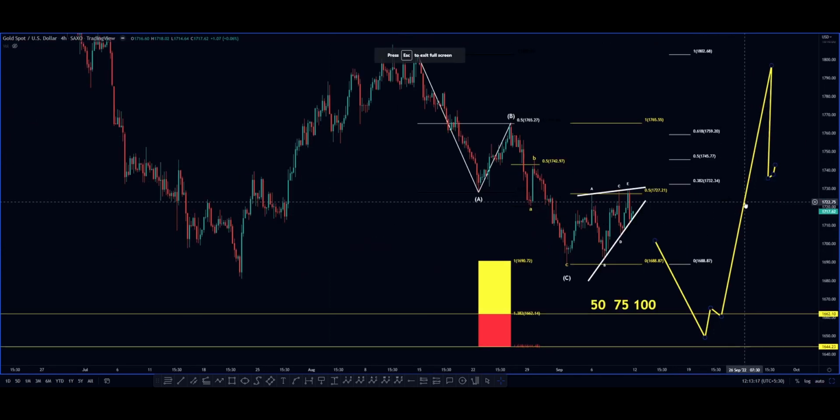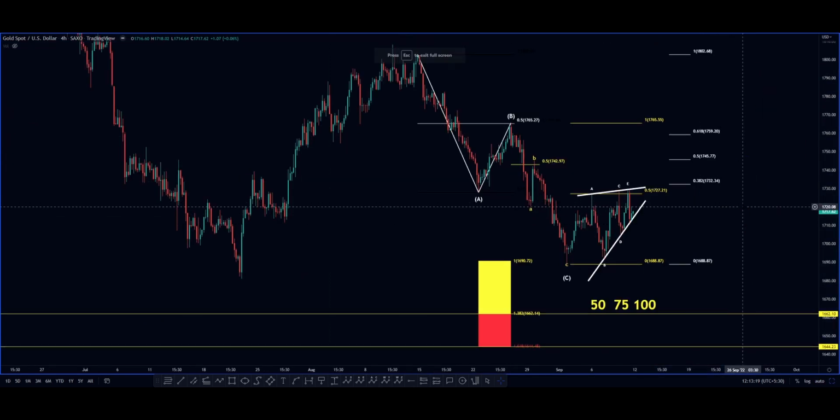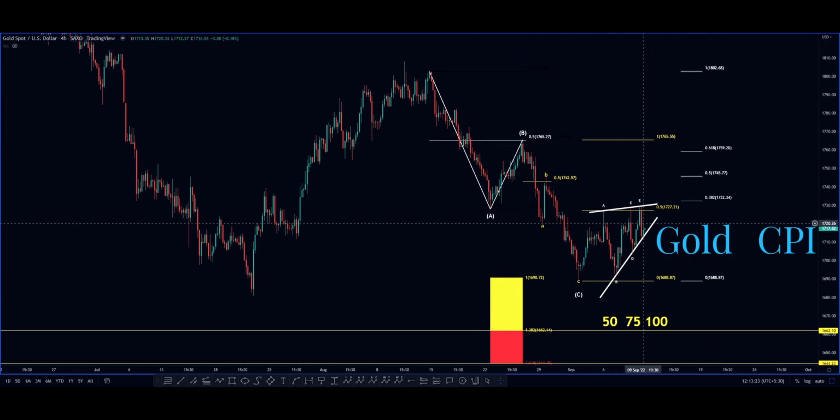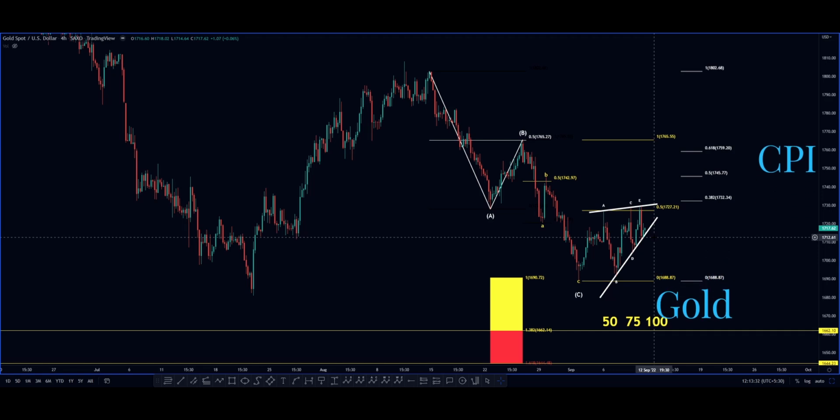So as a retail trader, just focus on this H4 Elliott wave count and this chart pattern, and see where it breaks on CPI. If CPI goes up, it will go down. If CPI came down, gold will go up.